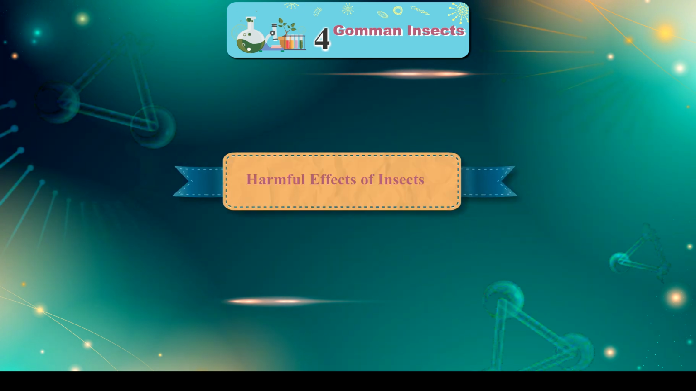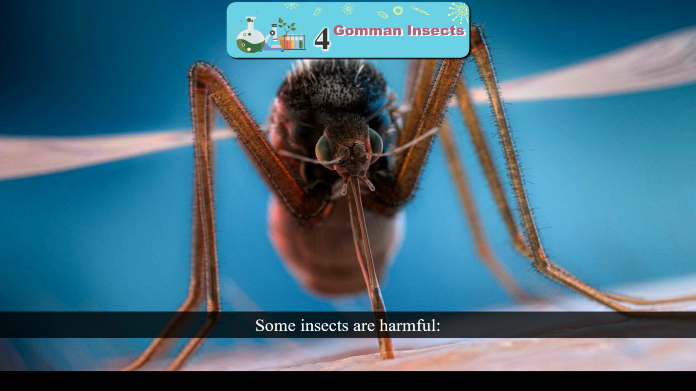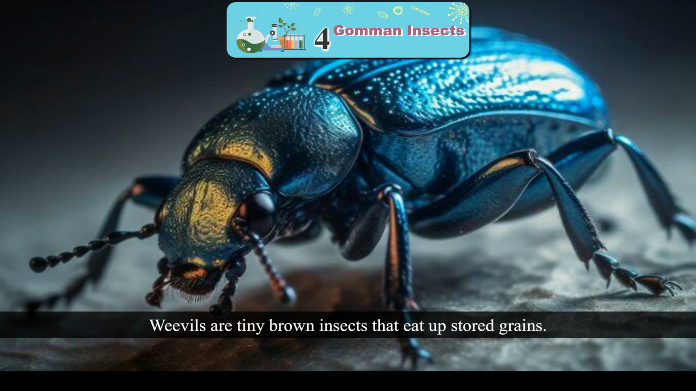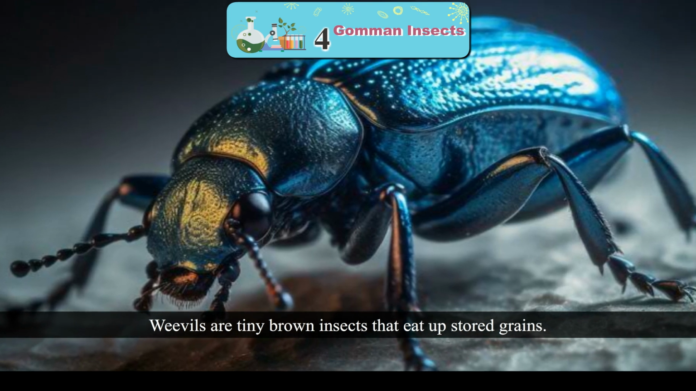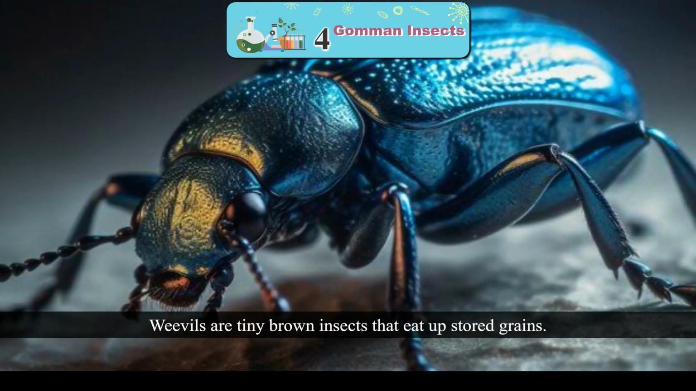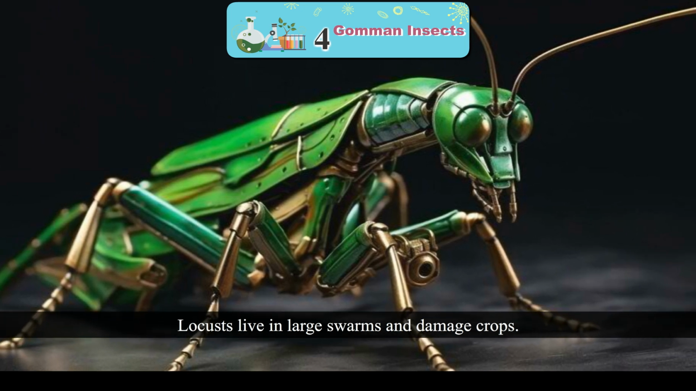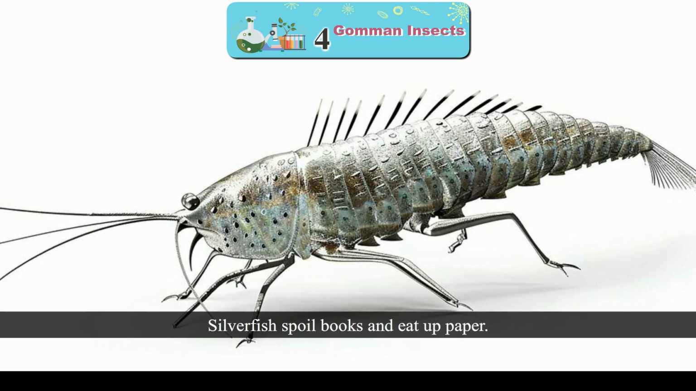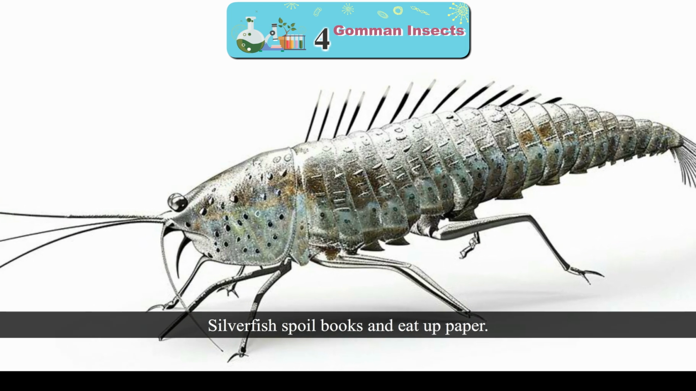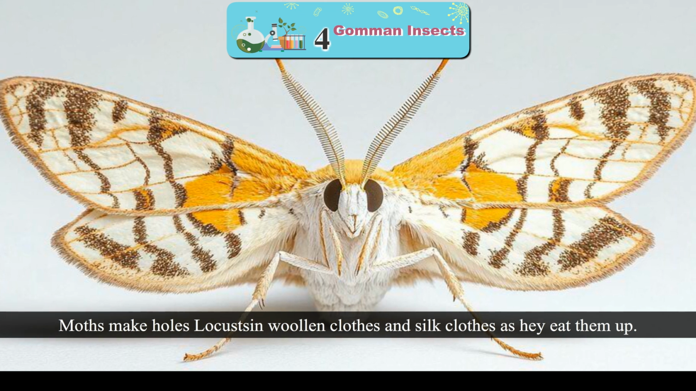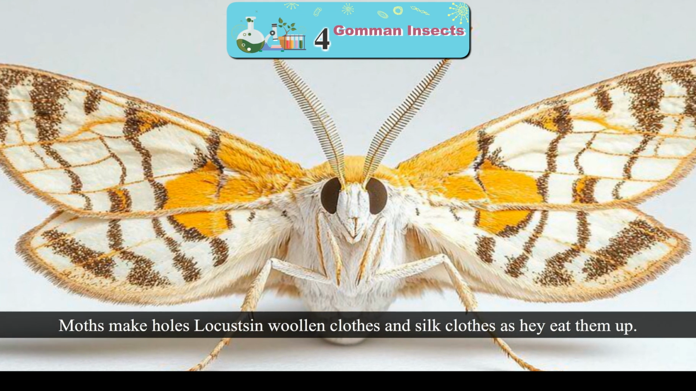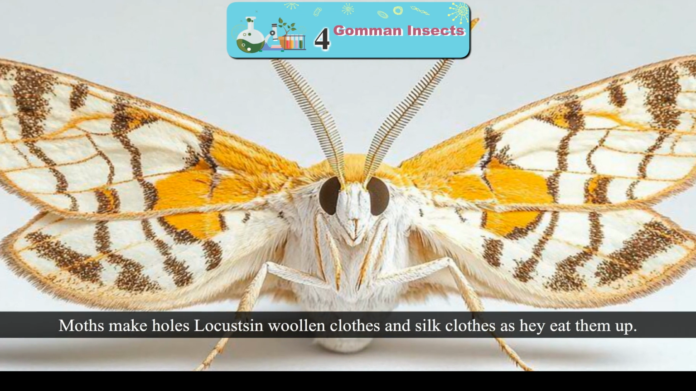Harmful effects of insects. Some insects are harmful. Weevils are tiny brown insects that eat up stored grains. Locusts live in large swarms and damage crops. Silverfish spoil books and eat up paper. Moths make holes in woolen and silk cloths as they eat them up.